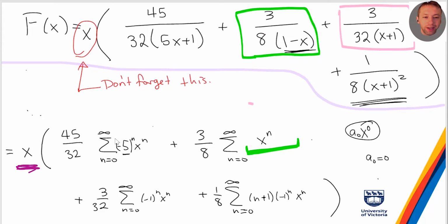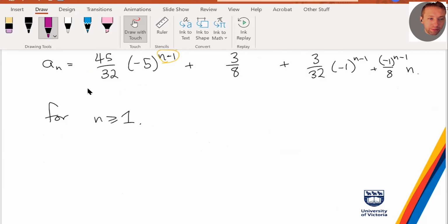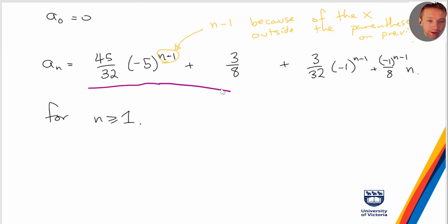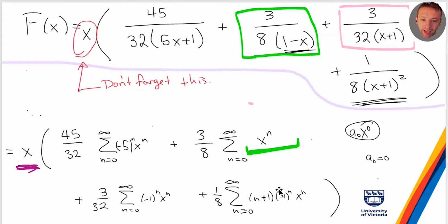If you do the algebra, you can work out that we end up with this solution: a_n is 45 over 32, negative 5 to the n minus 1, where that n minus 1 comes from the fact that there's this x outside before, plus 3/8, plus 3 over 32, negative 1 to the n minus 1, plus negative 1 to the n minus 1 over 8 times n, where that comes from this last term. Again, when you pull in the x, you have to change the indices. That's why on the next slide it's an n instead of an n plus 1 here.